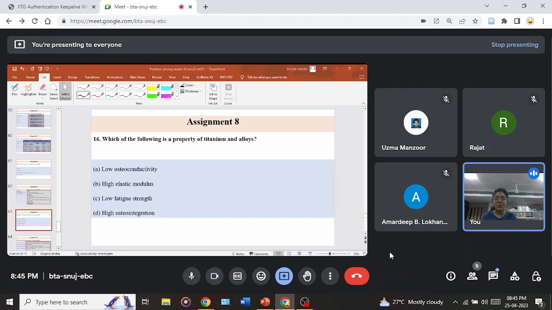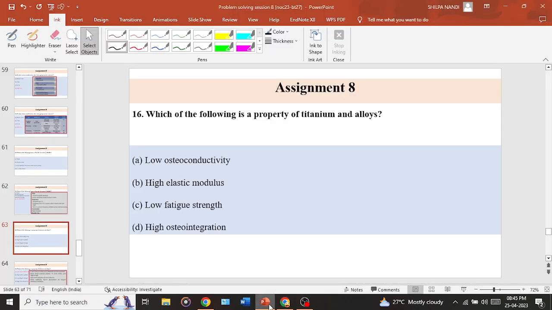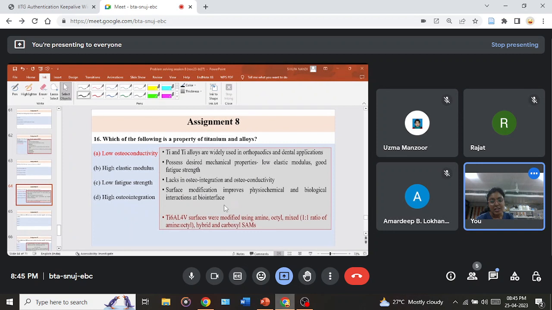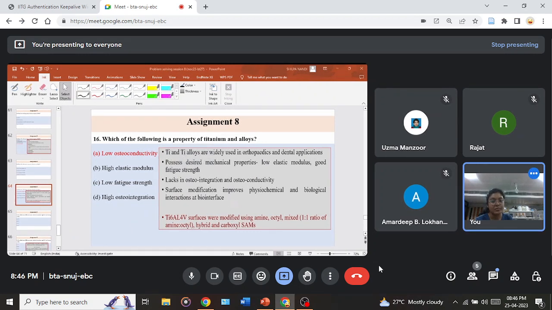So we are now only left with option A, that is low osteoconductivity. Okay, fine. So you have tried all your luck with B, C and D. So the correct answer is actually option A, which is low osteoconductivity. Which of the following is a property of titanium and alloys? It should be low osteoconductivity. Titanium and titanium alloys are widely used in orthopedics and dental applications, so they should possess desired mechanical properties like low elastic modulus and good fatigue strength. Here it was high elastic modulus and low fatigue strength. It should have been the opposite.